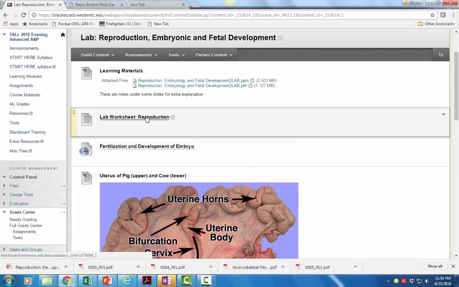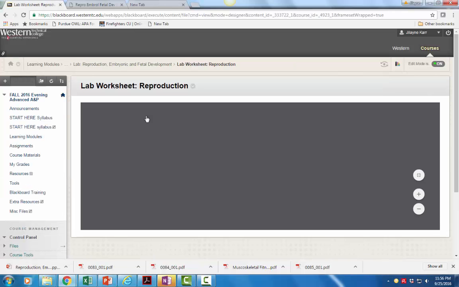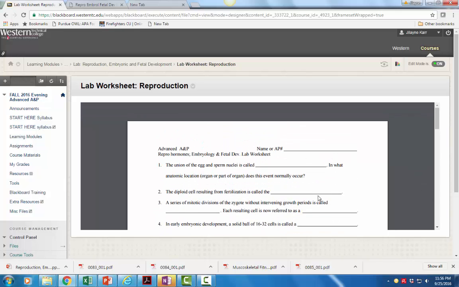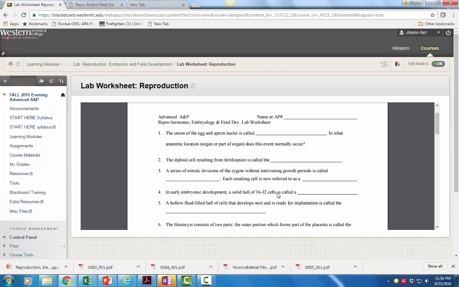Next, I'd like to go over the lab worksheet to review some of those important terms that you should have gotten from this week's lab. So the union of the egg and the sperm nuclei together is called fertilization, is the answer for that one. And the diploid cell resulting from fertilization is called the zygote.